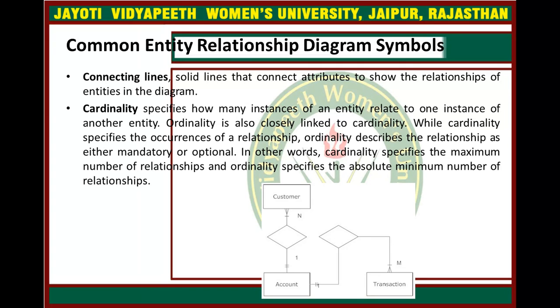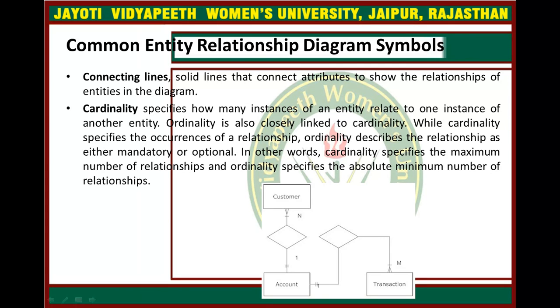Ordinality is also closely linked to cardinality. While cardinality specifies the occurrences of a relationship, ordinality describes the relationship as either mandatory or optional. So in other words, cardinality specifies the maximum number of relationships and ordinality specifies the absolute minimum number of relationships.